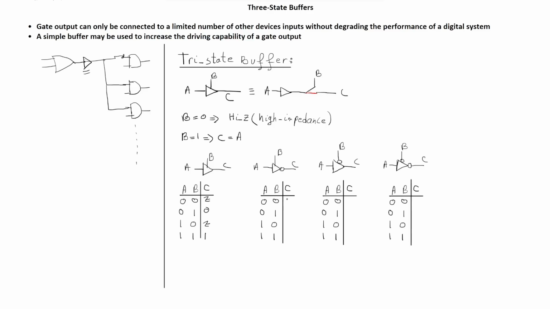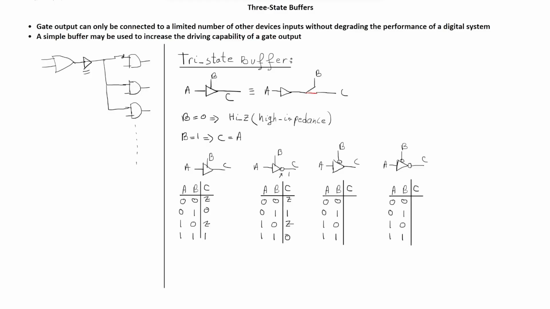So when B is 0 in this row here, we have high impedance Z. And then when B is 0 in the third row, we have high impedance Z at the output. Now let's see when A is 0 and B is 1. So B is 1, the switch is closed. So A is 0, we have a little bubble here. So the output will be 1, the opposite of A. In this last row, when A is 1, the output will be 0.